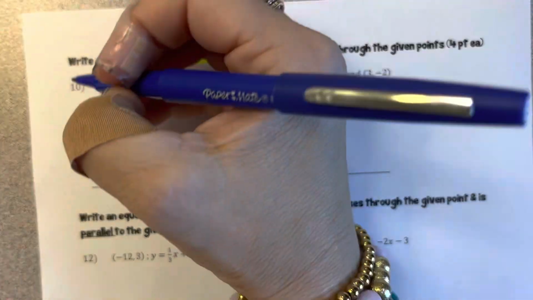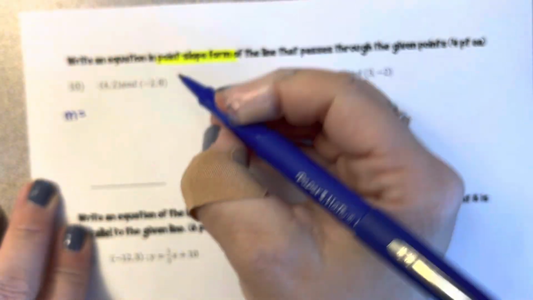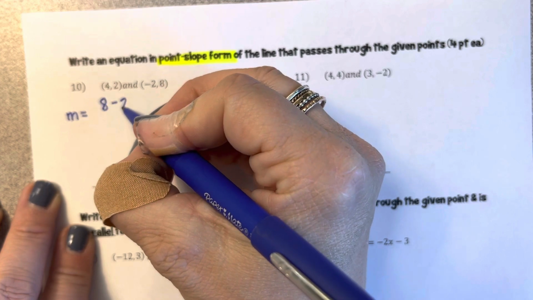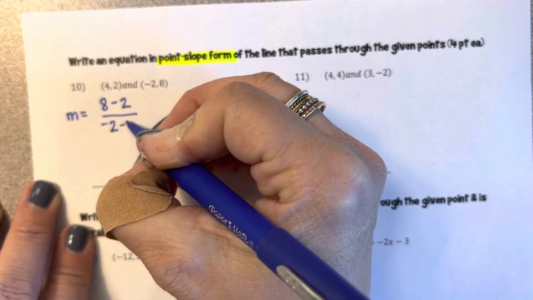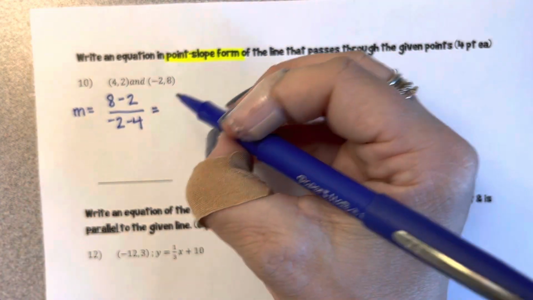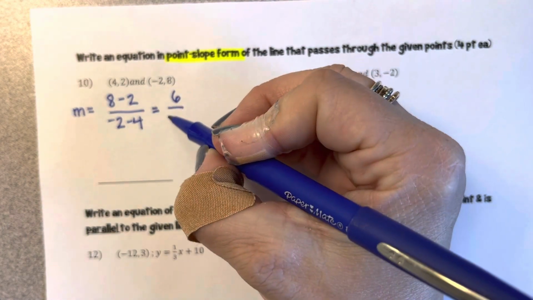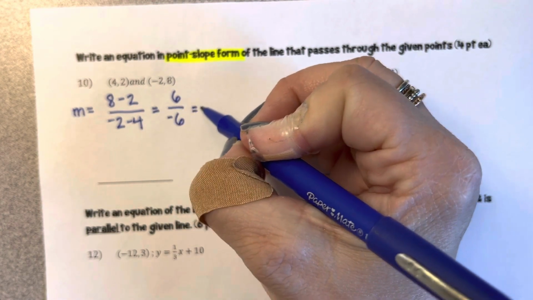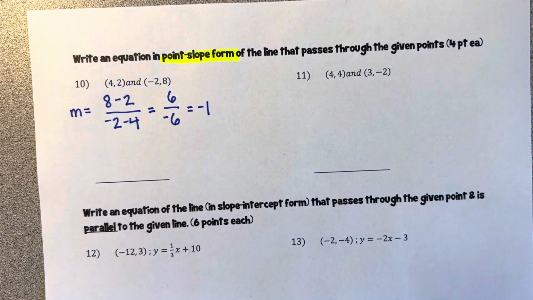Okay, we're going to use that same y2 minus y1 over x2 minus x1. 8 minus 2 is 6. Negative 2 minus 4 is negative 6. So my slope is negative 1.